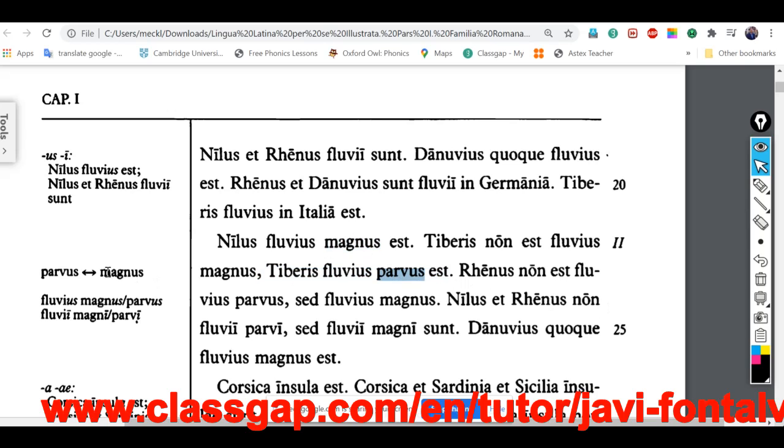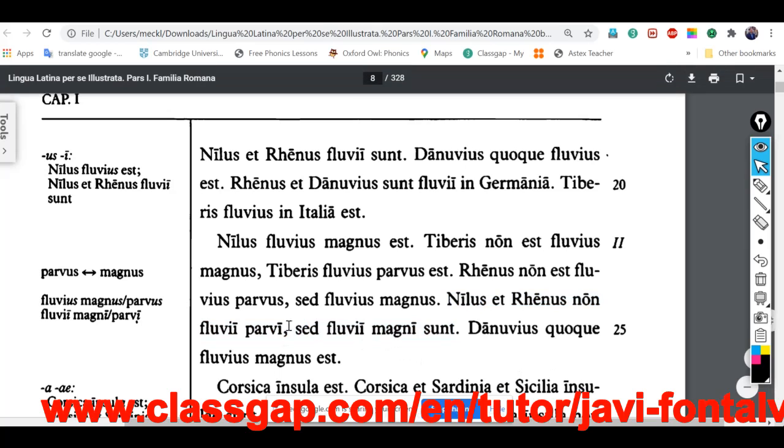So magnus, parvus. You can see they are opposites. Renus non est fluvius parvus, sed fluvius magnus. El Rin no es un río pequeño, sino un río grande. Good job. Nilus et Renus non fluvii parvi, sed fluvii magni sunt. El Nilo y el Rin no son ríos pequeños, sino ríos grandes. So again, parvi, magni, but parvus, magnus.